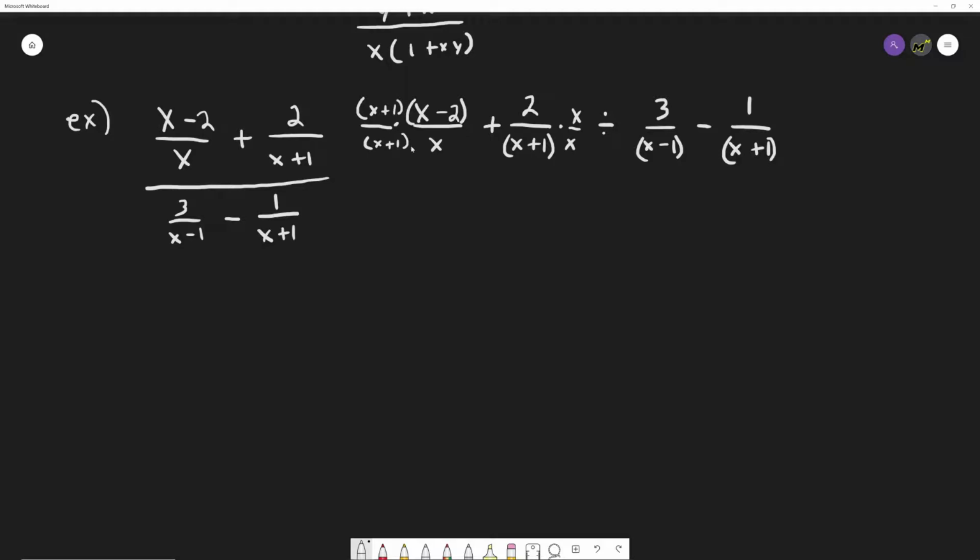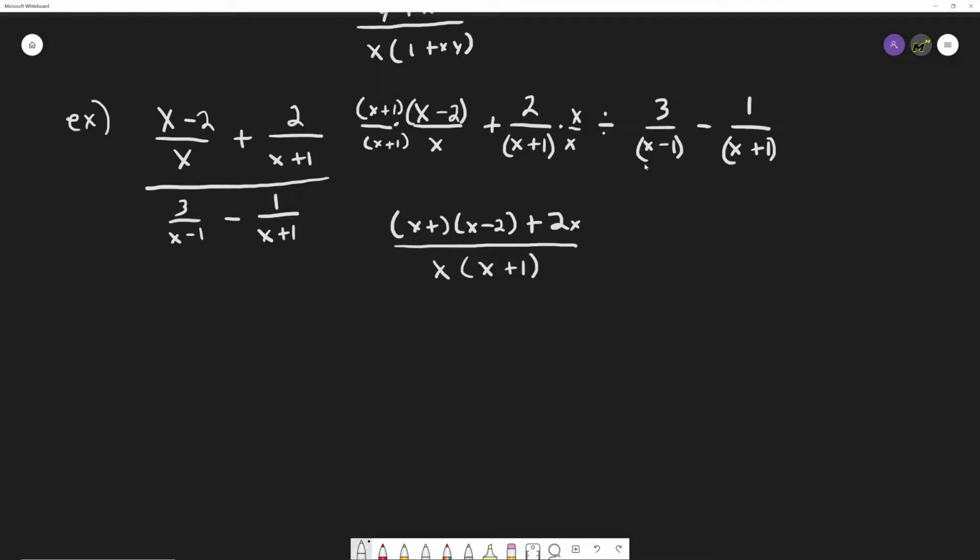And look at that, we have common denominators. X times x plus 1 would be that common denominator. On the top, we have x plus 1 times x minus 2 plus 2 times x. And underneath in the denominator, we just have x times x plus 1. Okay, more on that in a second. Let's get the right side.